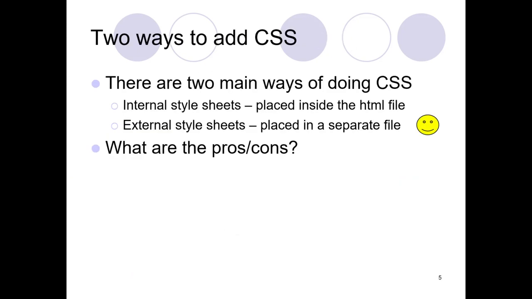There are two main ways of using CSS in a website. One is to use the external style sheet approach we just saw, placing all the style control in a separate file. And the other one is to have some style control embedded inside the HTML file itself, called the internal style sheet approach. What do you think the pros and cons of that are? Have a think about that.